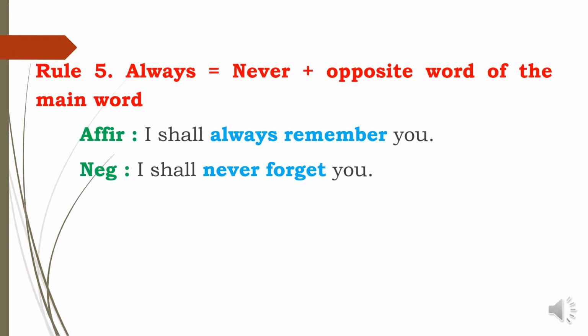Let's see some examples. I shall always remember you. Its negative form is I shall never forget you. So if you notice here, in this sentence we have the word always, and according to the structure we know we have to replace always with never, and that is what we did here. We have used never instead of the word always, and then here the main word is remember, and here we have to use an opposite word of the word remember, and we know the opposite word of remember is forget. That's why we have used forget.